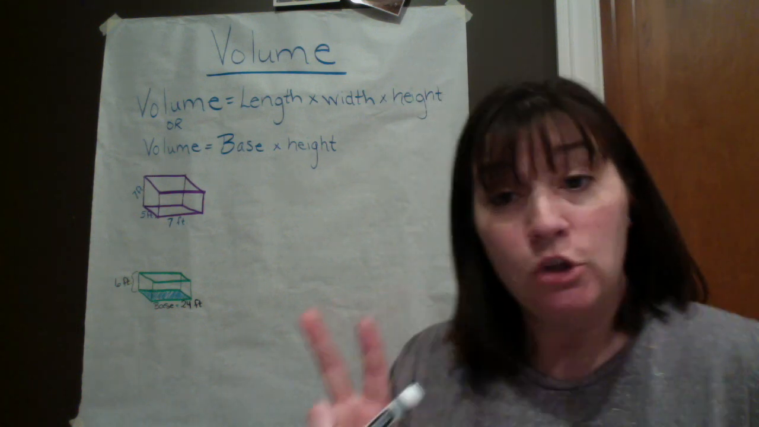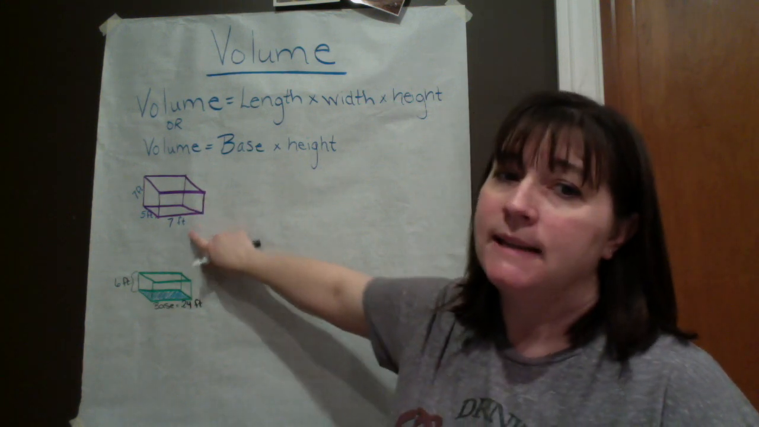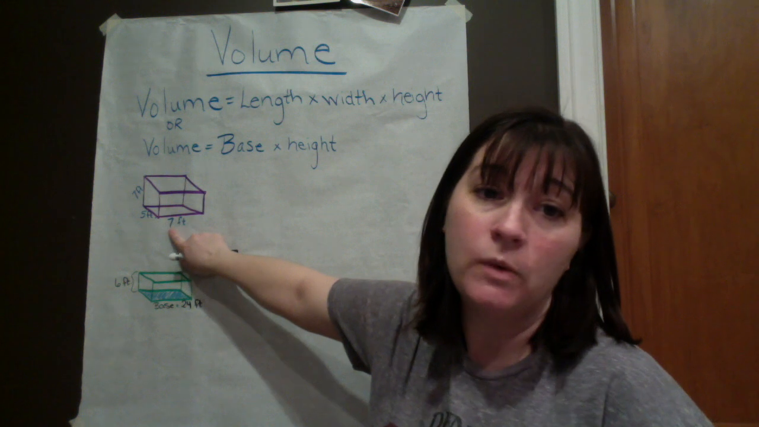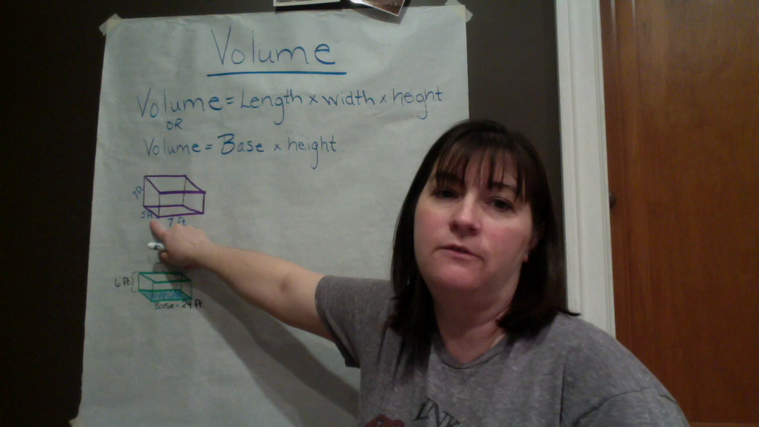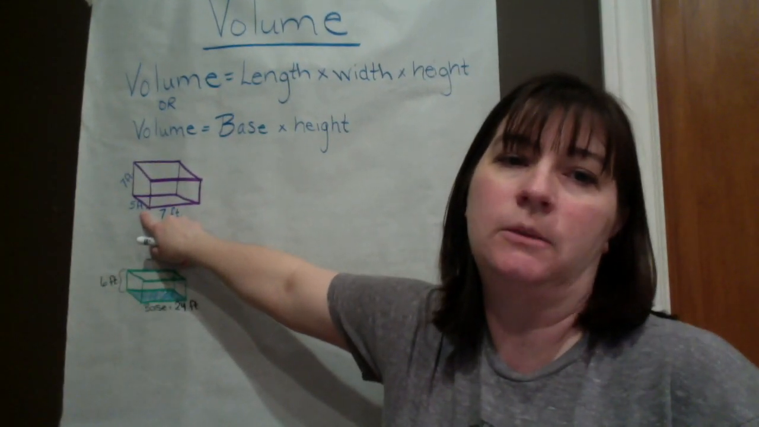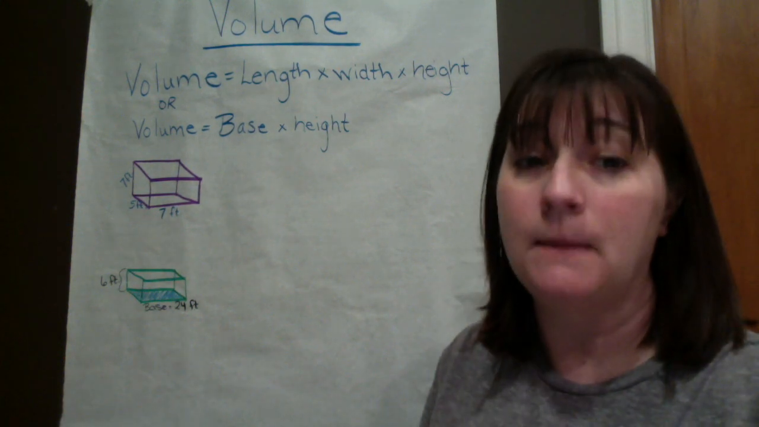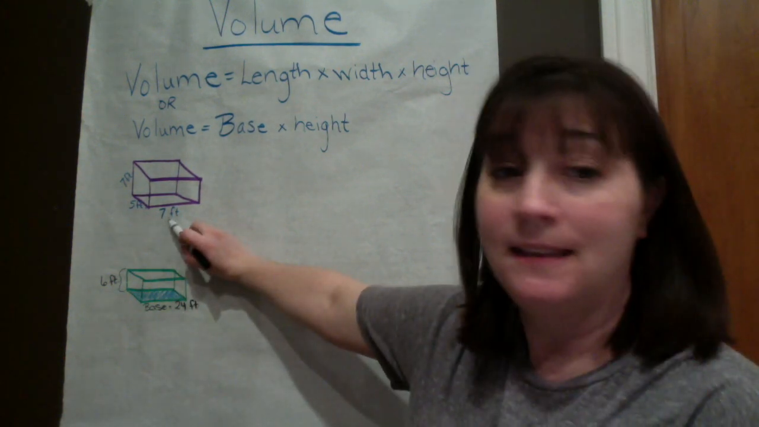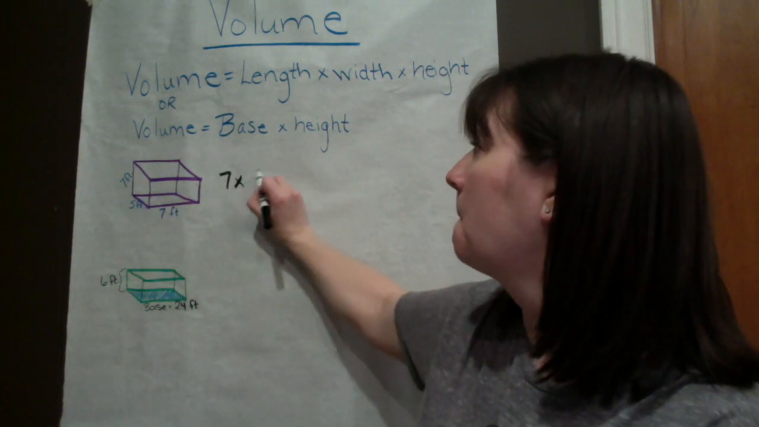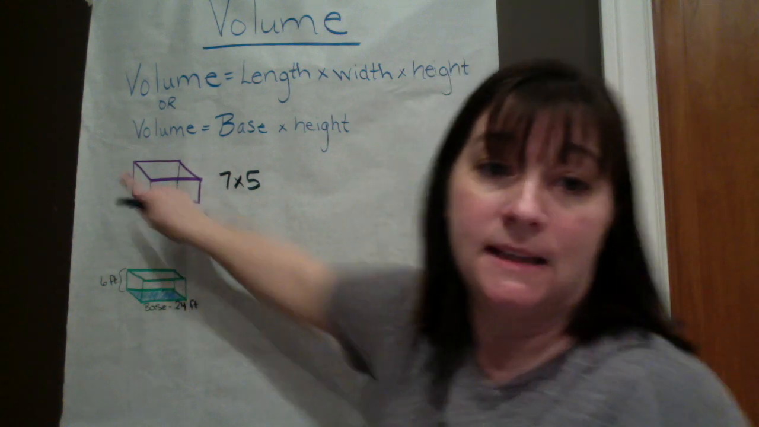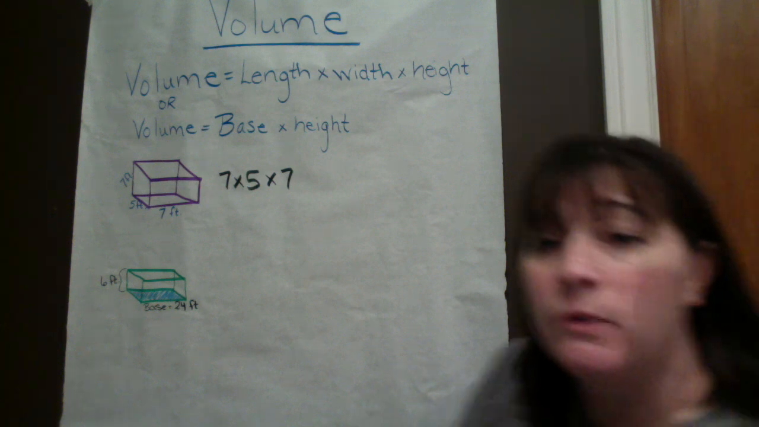So I have two shapes already drawn on here. These are called rectangular prisms, and I have the length, which is 7, and the width, which is 5. And then my height is 7. So I'm going to take length times width times height, which means I'm going to take this 7 times the 5 times this 7. Okay, so I'm just going to multiply those three numbers.